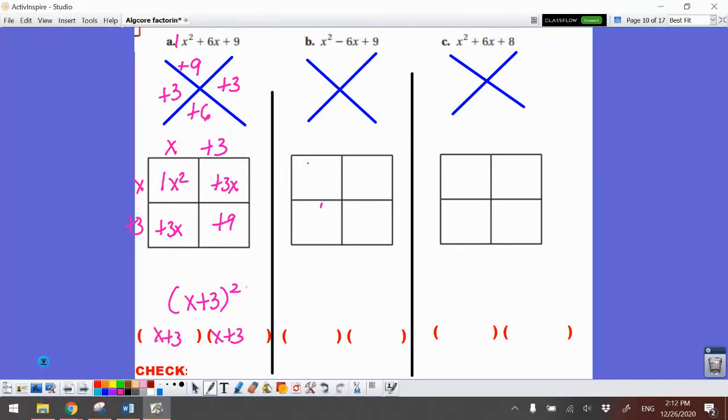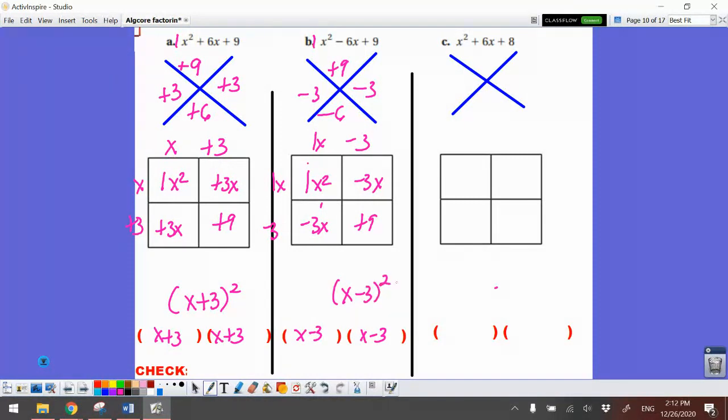They're exactly the same. So what happens if this is now positive 9 and negative 6? Yeah, the only difference is these are negative 3's. So 1x squared, positive 9. And remember, if those negatives are first, I need to pull them out. So I've got x minus 3 or the quantity x minus 3 squared.